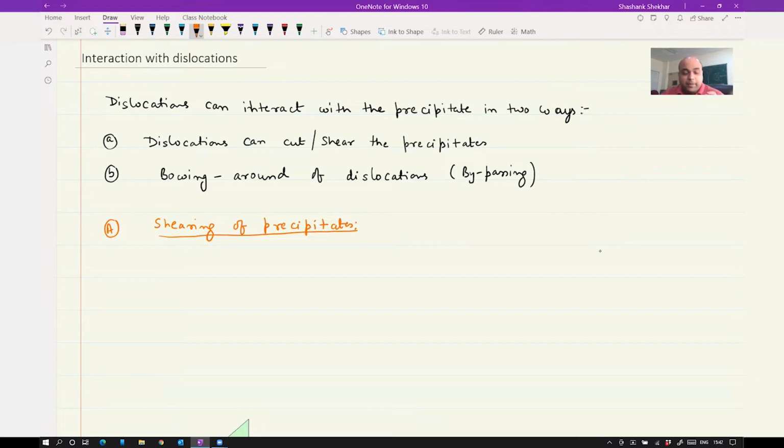Okay, so the name itself suggests that you have a precipitate, and the dislocation is coming, and it cuts or it shears the precipitate. It's like you have a watermelon and you have a knife and you're cutting it. So you can imagine something like that. Suppose you have a dislocation. So this is your dislocation line. And you have a precipitate. Let me change the color. So this is your precipitate. And this is your dislocation.